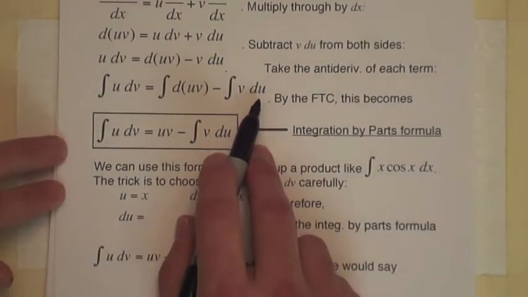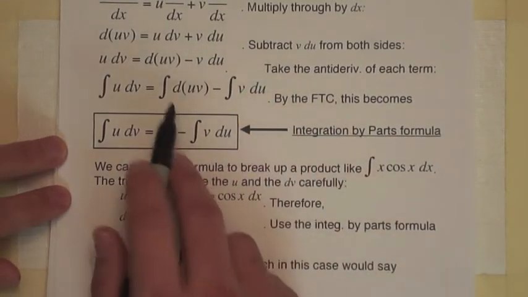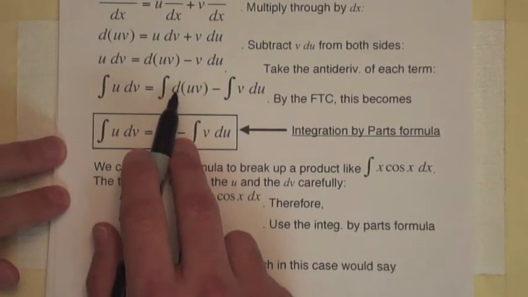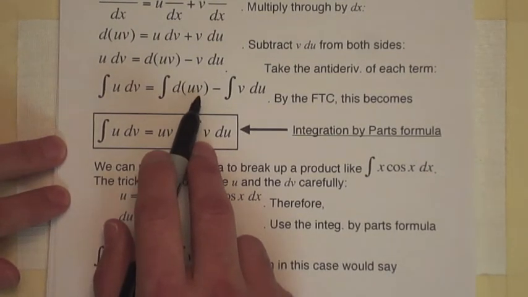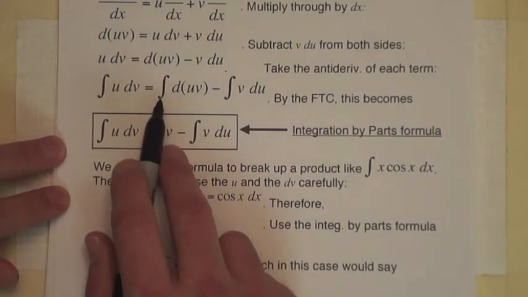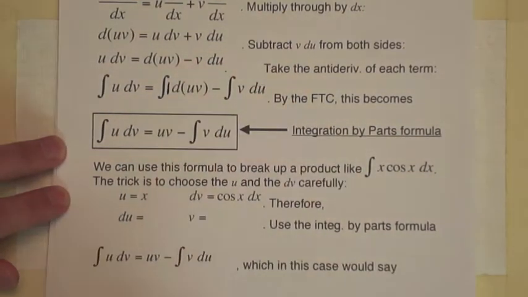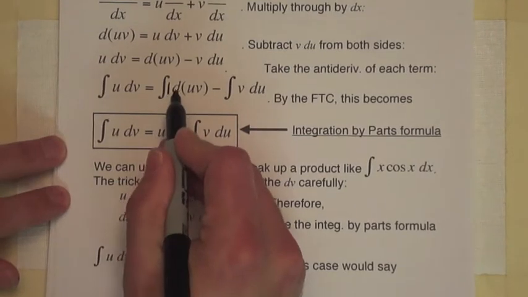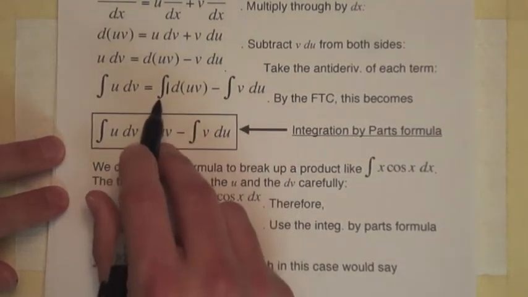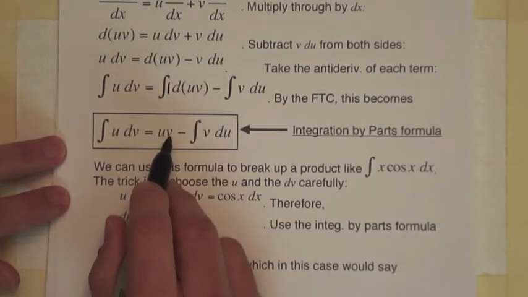But look what happens. By the fundamental theorem of calculus, this second thing is the antiderivative of the derivative, really the differential of uv. So that's just uv. If you're not convinced, think of this as having a 1 in front of it. The antiderivative of 1 dx is x. The antiderivative of 1 dy is y. So the antiderivative of 1 d(uv) is uv.